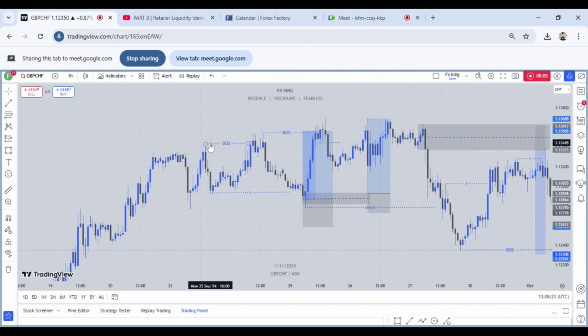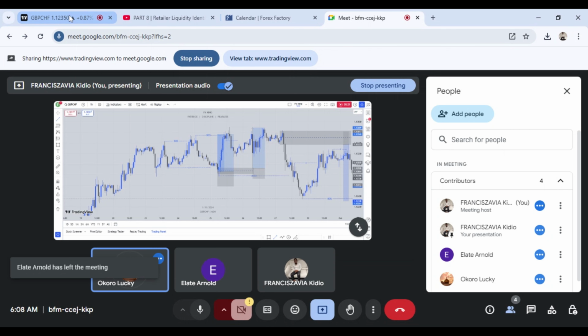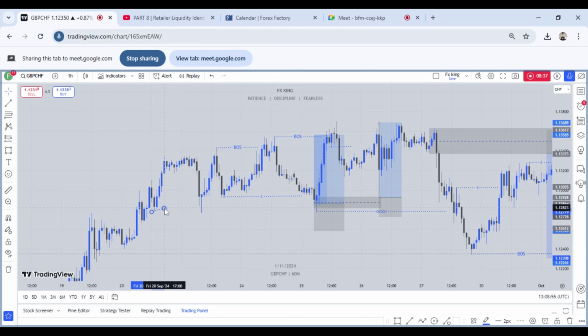This break of structure here was shifted over here because the market did not actually close price above this zone. Yes, the market did not close above this zone. So we needed to shift it to this zone where the market closed above. The reason why this was a break of structure here is just because the market took out this inducement at this level, right? You can clearly see. Now, after taking out that inducement, the market gave us a break of structure here, right?